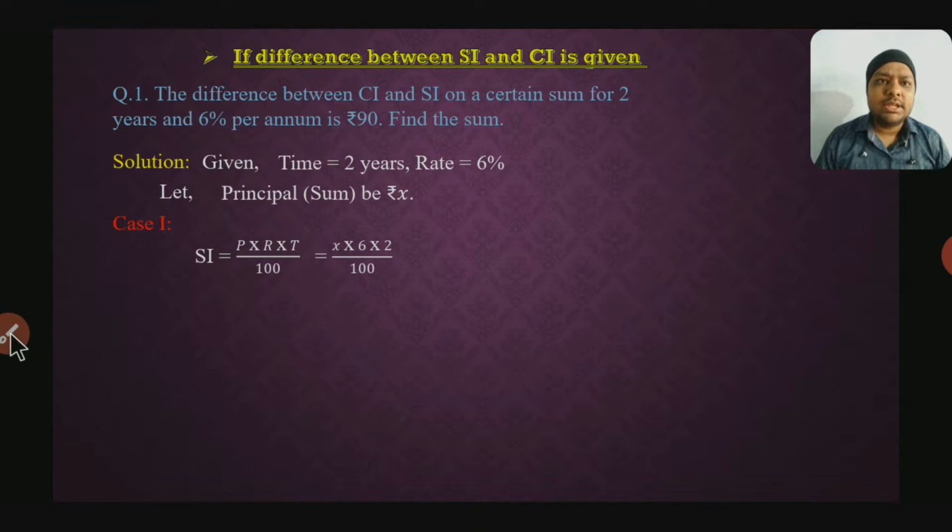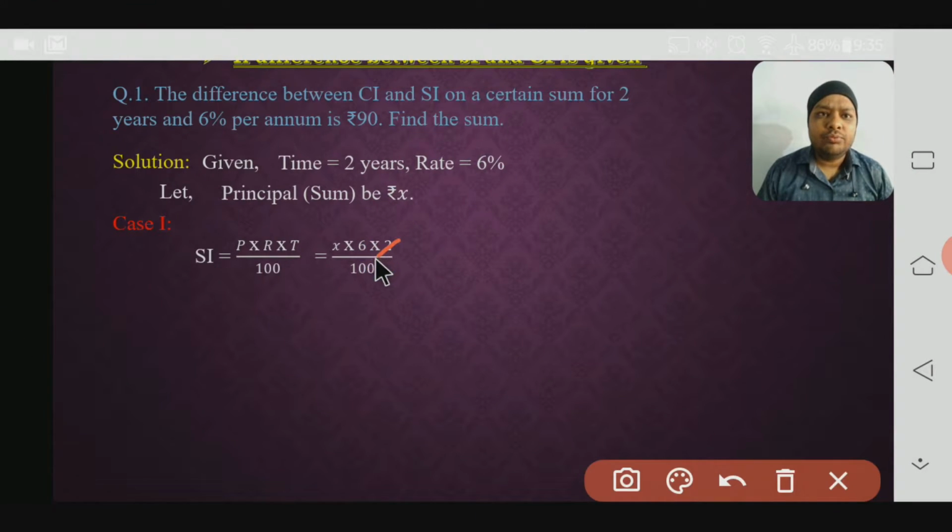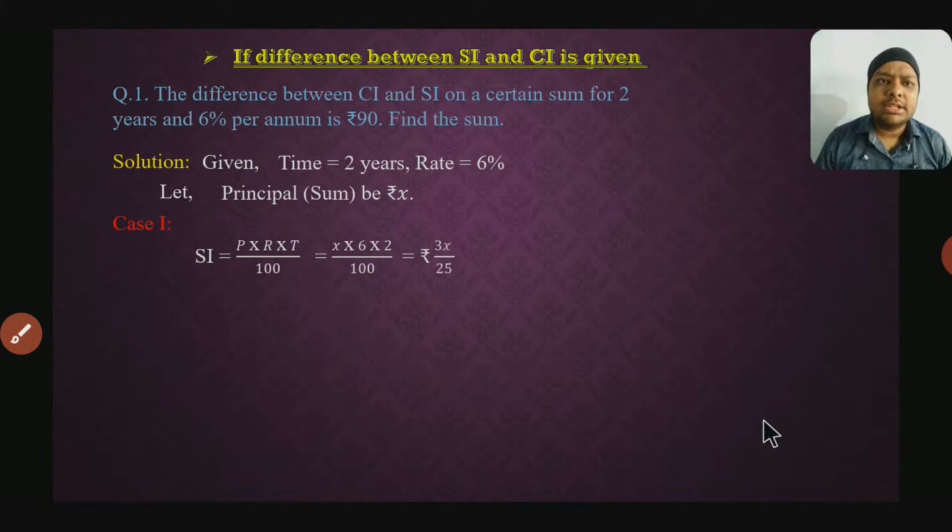Now we can cancel here: 2 into 50 is 100, and 2 3s are 6. So it will be 3 into x, 3x by 25. That will be the simple interest. Now we have got the simple interest. Now we have to find compound interest, students.